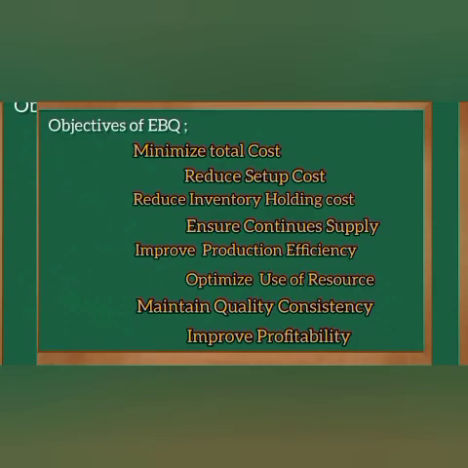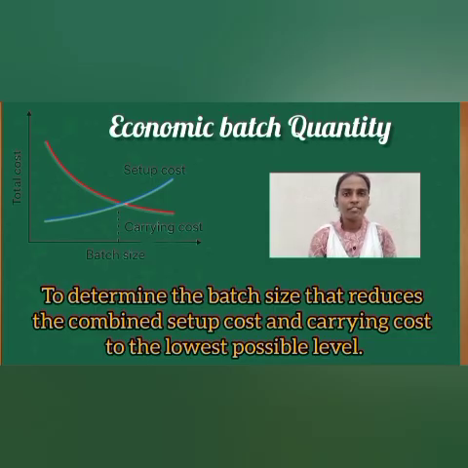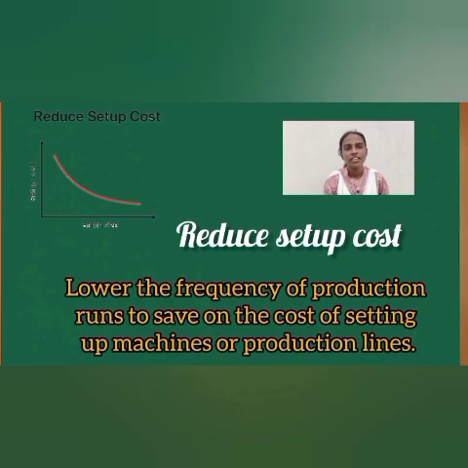Next, we will see the objectives of the economic batch quantity. The main objective of the economic batch quantity is to minimize the total cost, determining the batch size that reduces the combined setup cost and carrying cost to the lowest possible level. The second objective is to reduce the setup cost: lower the frequency of production runs to save on the cost of setting up machines or production lines.